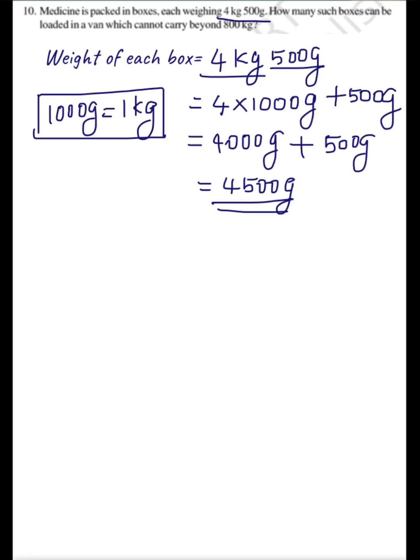Now what is given? How many such boxes can be loaded in a van which cannot carry beyond 800 kg? That means the maximum weight that the van can carry is equal to 800 kilograms. Okay, that is what is given. Let's write it.